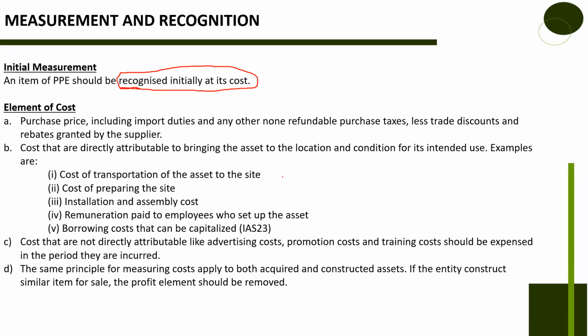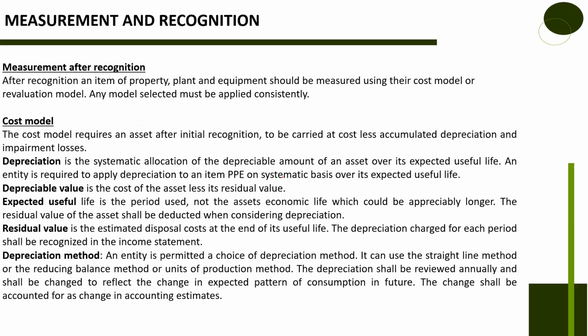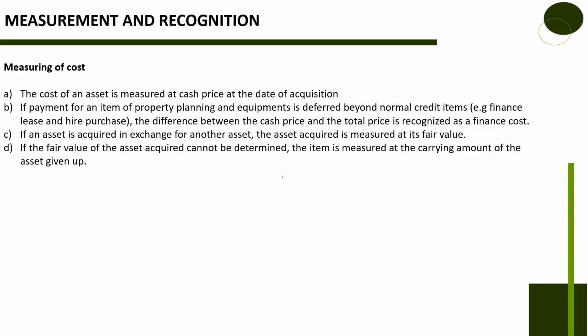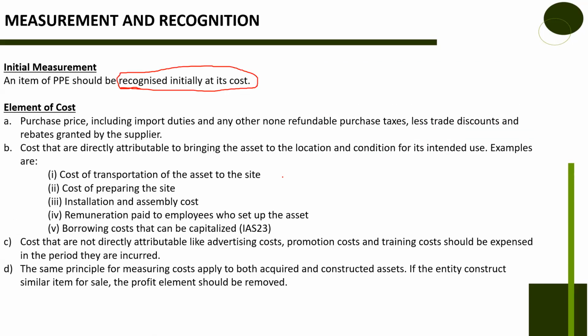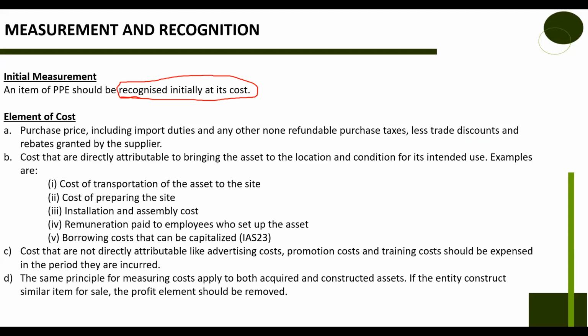We'll look at subsequent measurements, that is, measurement after we have recognized it. But this is the initial measurement. It should be recognized at initial cost. So you now say, how do I recognize initial cost? What are the elements of the initial cost that I should factor into my initial recognition?